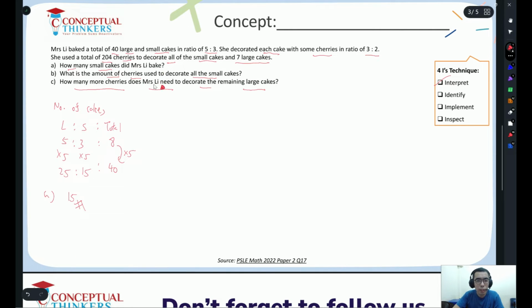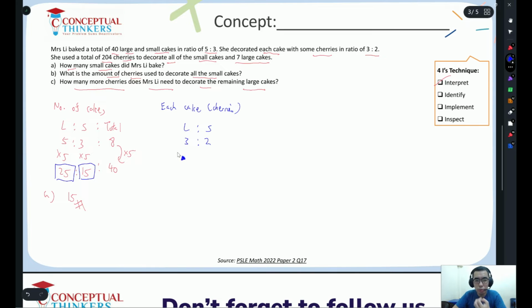Now if you look at part B, they want you to find out the amount of cherries used to decorate all the small cakes. We are given some information here. Let me use another color to indicate part B. If you look at each cake in terms of the cherries, let's put large is to small. We get 3:2. So this is an individual value that was given to us, and we also have the quantity of large and small.